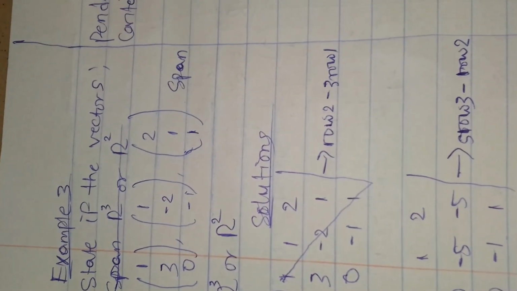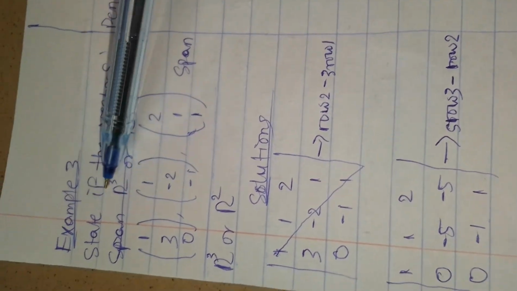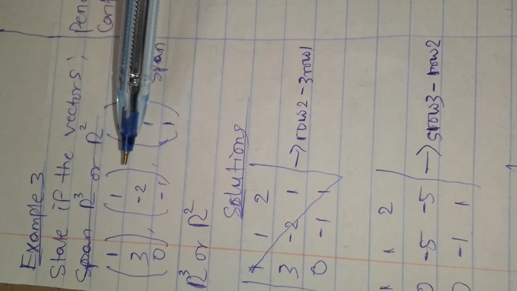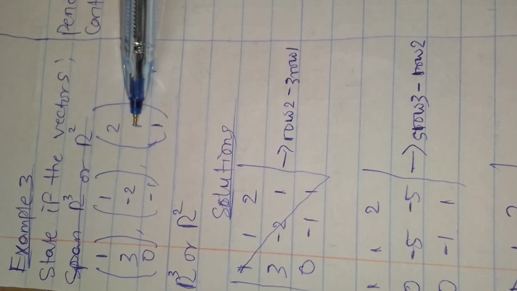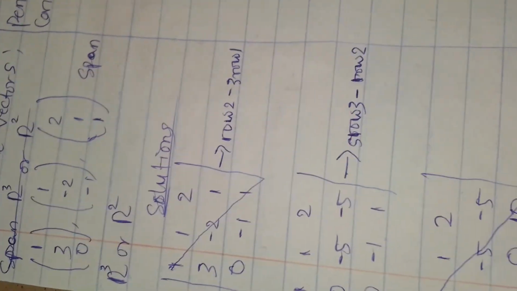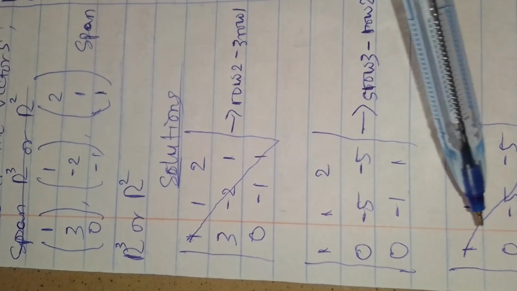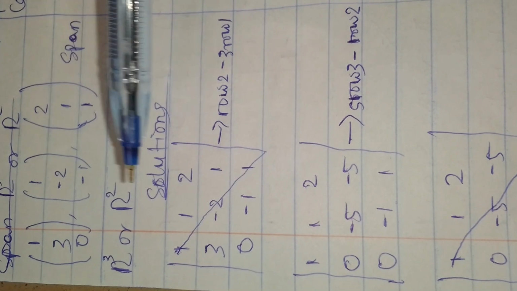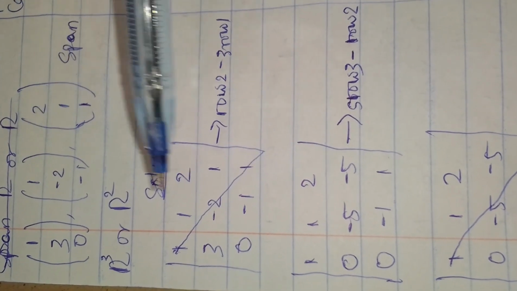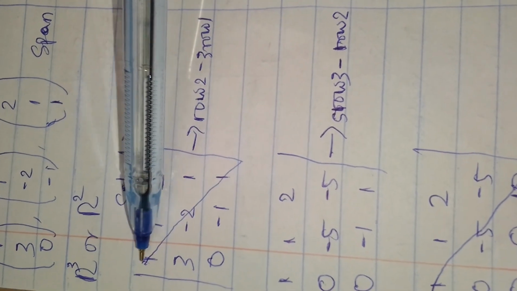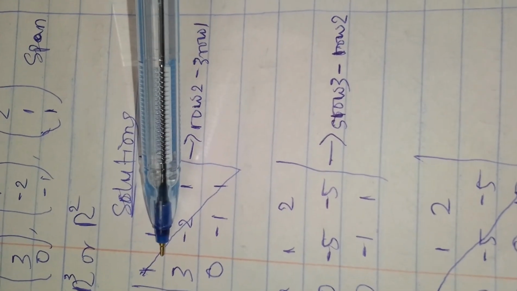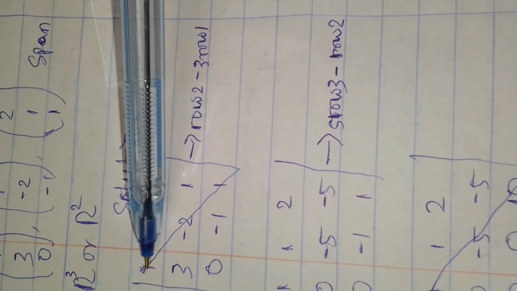Okay, guys. I have another question. Example 3: state if the vectors 1 3 0, 1 minus 2 minus 1, 2 1 1 span R cubed or R squared. Now solution, I have to bring these vectors down. 1 3 0, 1 minus 2 minus 1, and then we have 2 1 1. Then I have to identify the diagonal of the matrix, and the diagonal here is this.